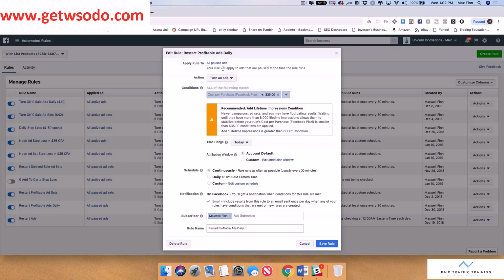So I have this rule in place that any paused ads where their cost per purchase is under my target today, it's going to turn them back on continuously. So this is also great. This is kind of like the opposite of a stop loss. The stop loss catches things overspending and turning them off. This catches things that got turned off too early that are profitable. So definitely want to check out the delayed sales rule for ads and ad set to make sure those are added as well.